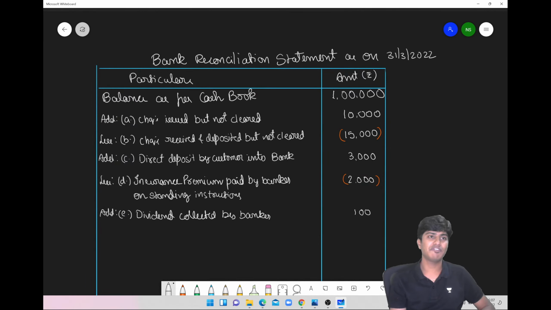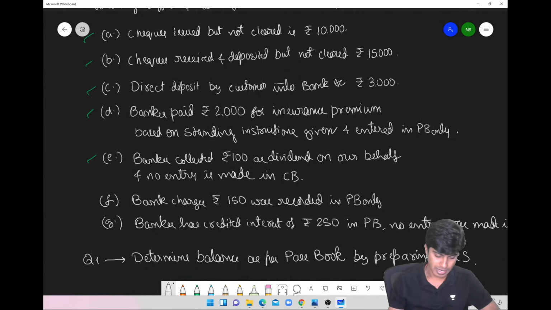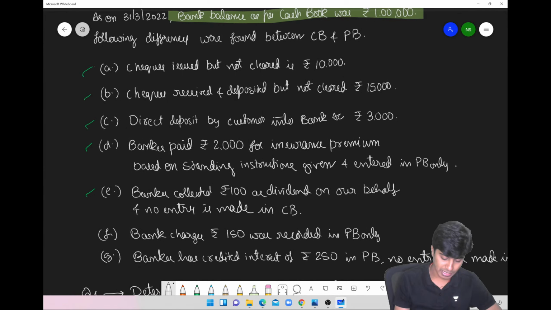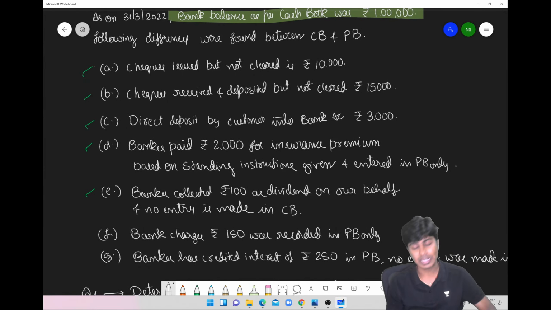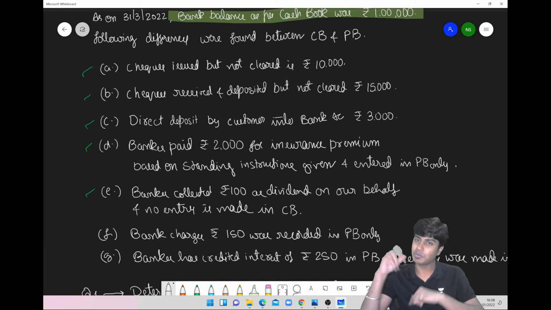Shall we now do F and G? Come on. Let us do our adjustment F and adjustment G. Adjustment F. Bank charges of rupees 150 were recorded in passbook only. So there is rupees 150 bank charges which is recorded in passbook. So when this 150 rupees is recorded in passbook, our balance as per passbook would decrease. But the balance as per cash book is not moved.